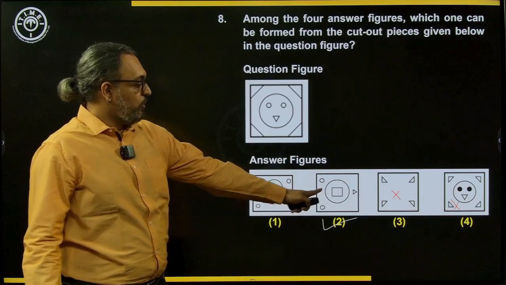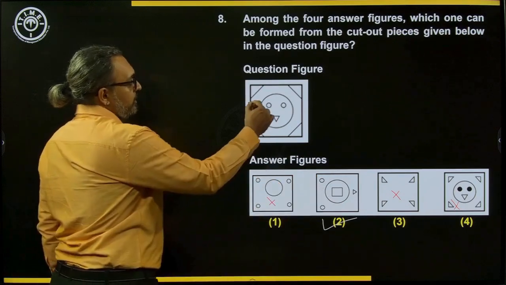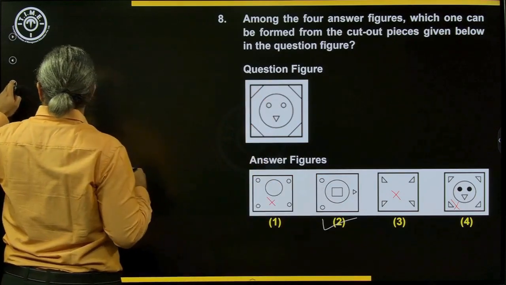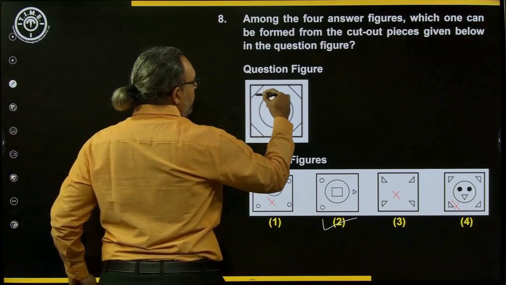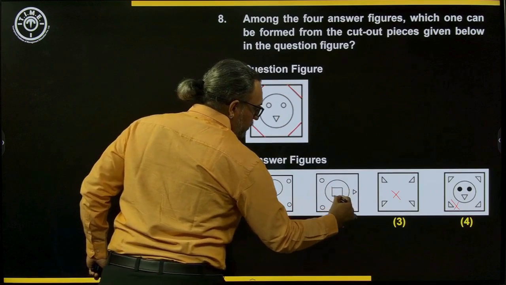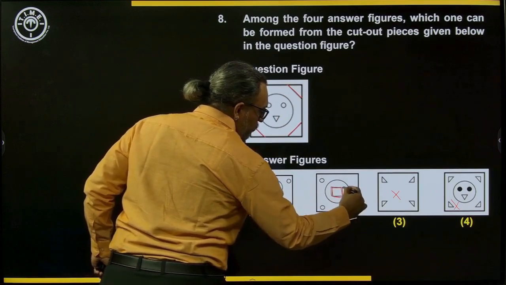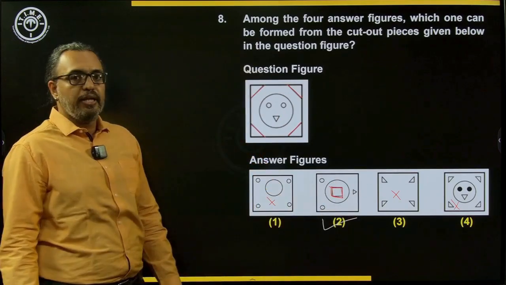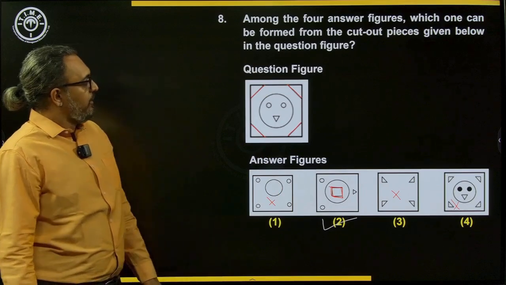Option number 2. Now where do you get these 4 lines? So see, these are the 4 lines that form a square here. See, 1, 2, 3, 4. That is what forms a square here. Correct?